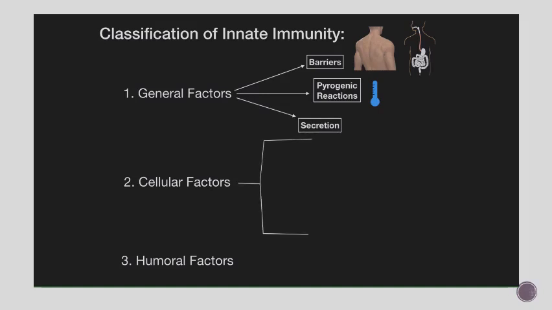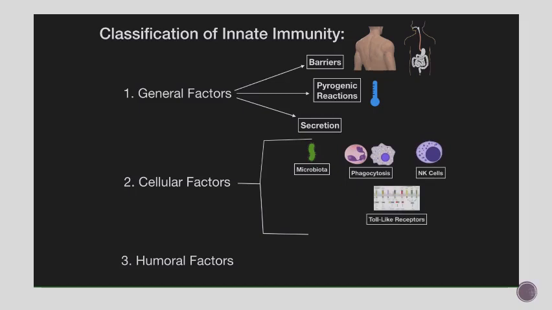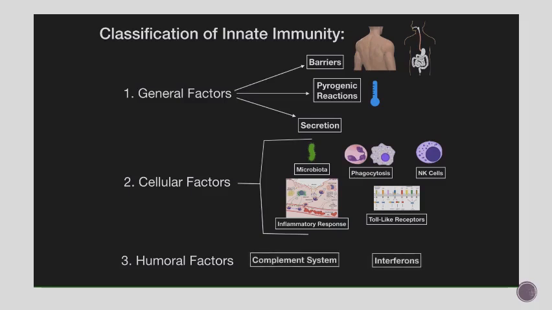The cellular factors include your own microbiota fighting for space and food, and phagocytosis by cells like neutrophils and macrophages. They do that by the different receptors they have on the surface. We also have natural killer cells. They're really important for the antiviral immune response. These cells can bind to the surface of antigens by using toll-like receptors, which usually leads to an inflammatory response. We also have humoral factors, which include the complement system and the interferons.